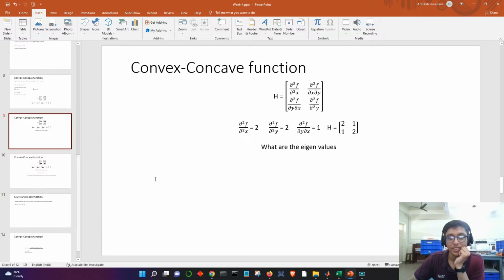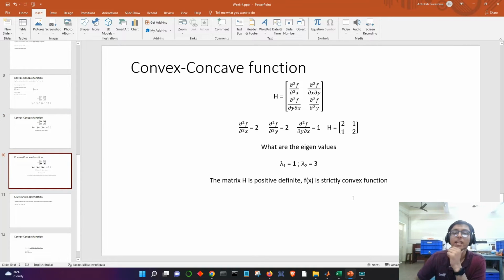I'll show the eigenvalues. The eigenvalues for this particular matrix are 1 and 3. Both are positive, so it will be a strictly convex function. That means it will have a minimum.